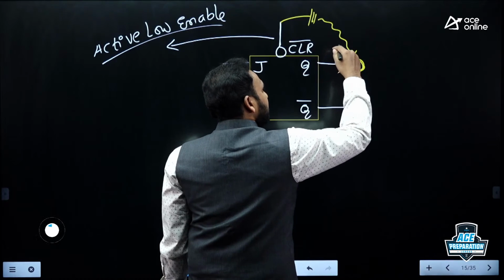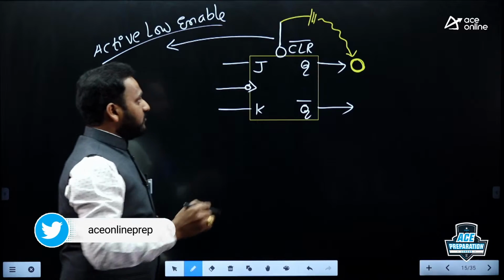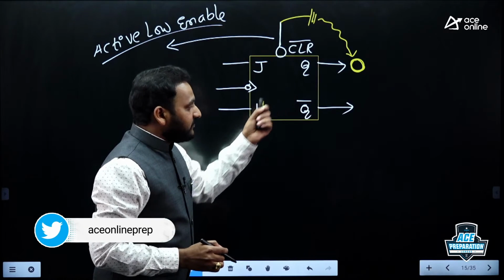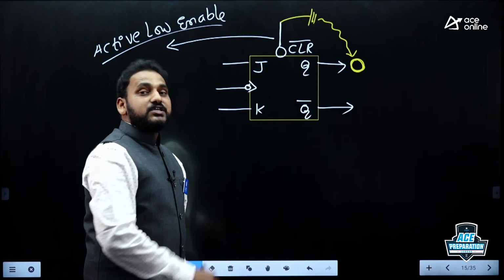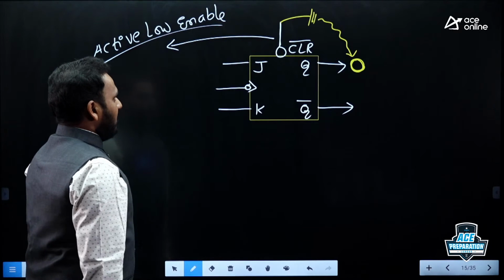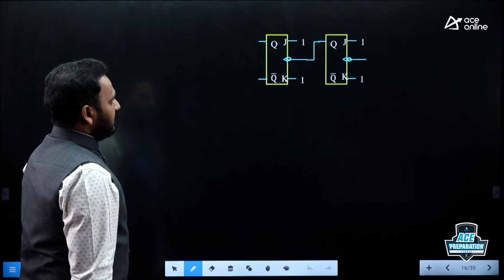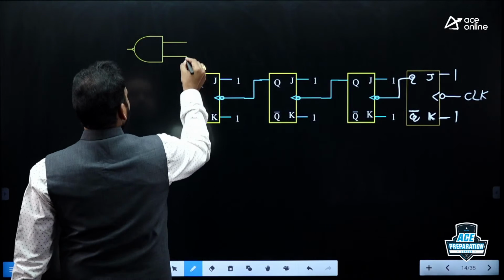Clear means if some data is available in the counter, once you enable the clear terminals of all the flip-flops in the counter, the total sequence will become zeros. So that is the use of the clear terminal. I don't want to give you complicated information, just very simple information. See what I am going to do now.